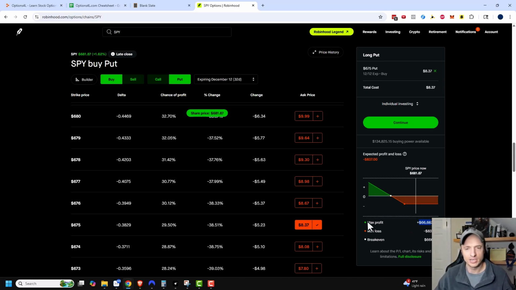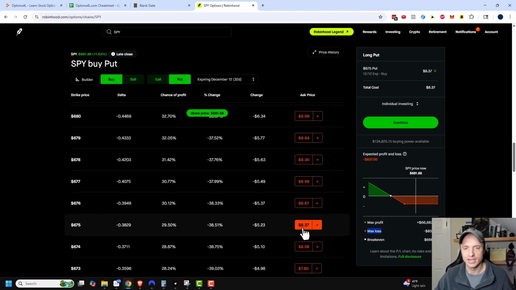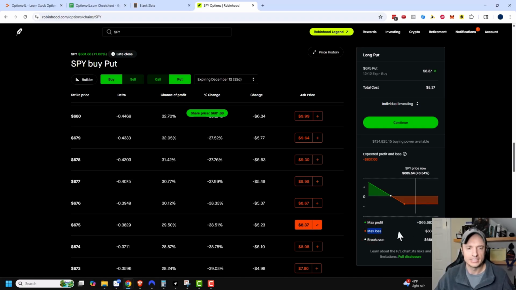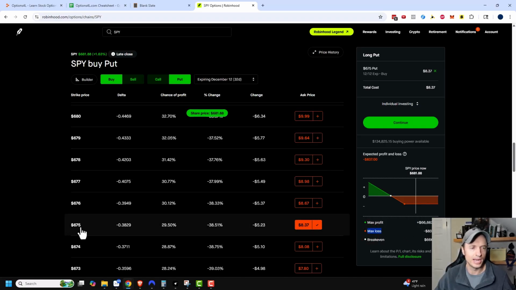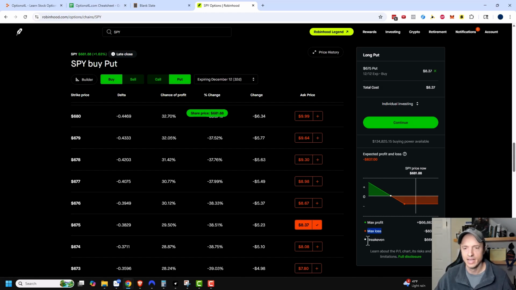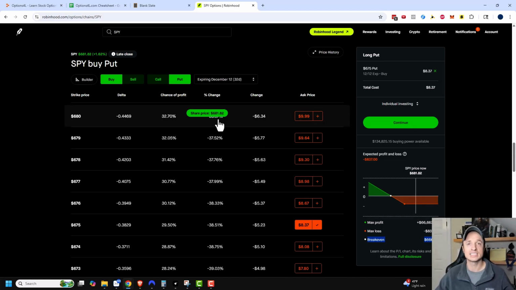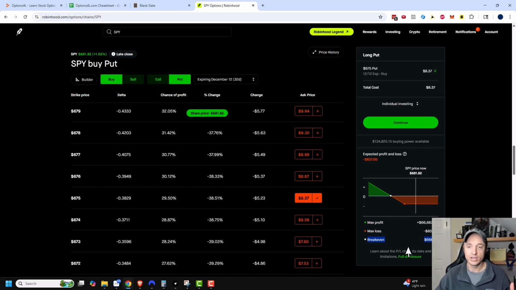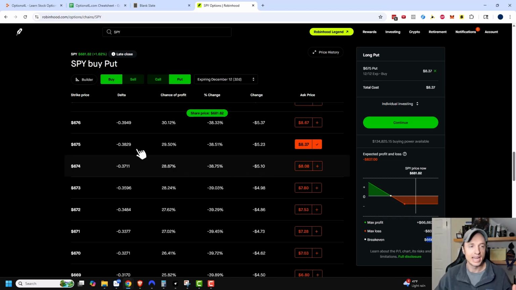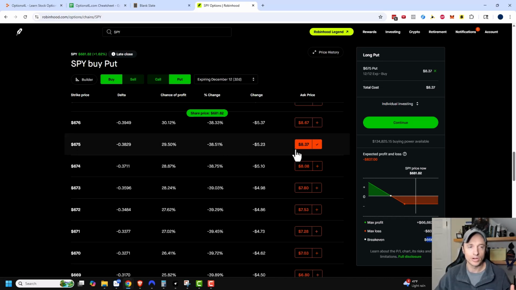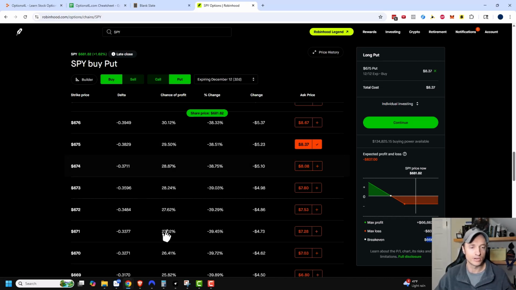Probably not going to happen, so you probably will never realize that max profit on this SPY. Our max loss is the $837 that we're paying on the premium. And so that's if the price of SPY does not go past $675. And our break-even price is $666.63. So that means in order for us to actually make a profit, we need to go less than $666.63. And again, that's because we have to pay that premium on top of what our strike is.